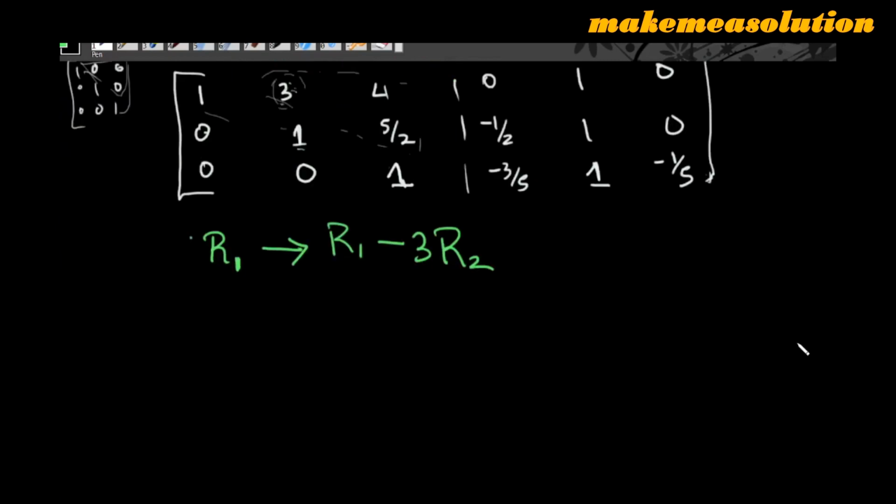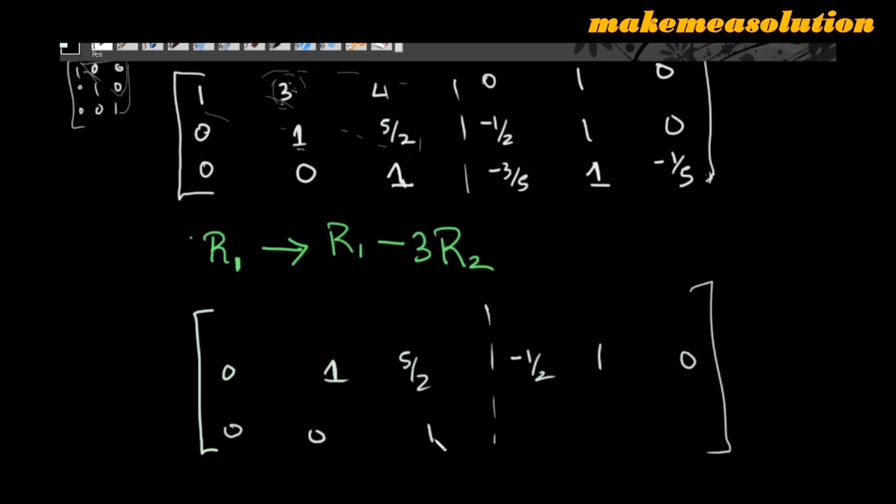So let's dive in. In doing it like that, you're going to have 1. Sorry, I'm not going to write it right away. Remember, in doing this change, only row 1 is changing. So row 2 and row 3 will remain as they are. -1 over 2, 1, 0. You have 0, 0, 1, -3 over 5, 1, and -1 over 5. Now let's find what the new row 1 will be. The new row 1 is subtracting 3 times each entry in row 2 from the corresponding entry in row 1.